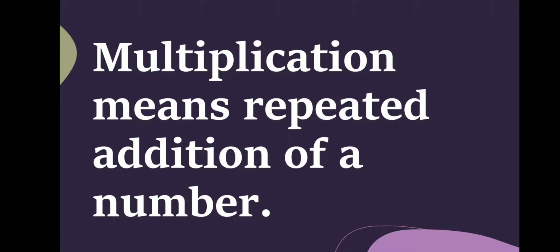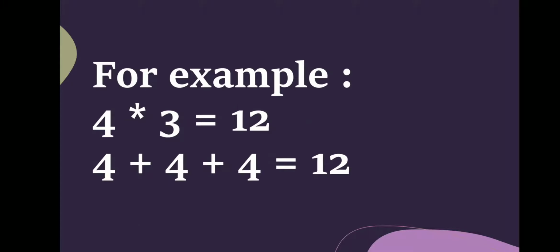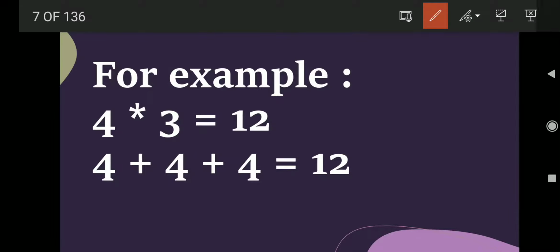Now, what do we mean by multiplication? Multiplication means repeated addition of a number. So, what does it mean? For example, if you take 4 into 3, means 4 multiplied by 3, we know 4 3s are 12. Now, this means that 4 has been added 3 times. 4 plus 4 plus 4, that is also equal to 12. So, multiplication is a repeated addition.